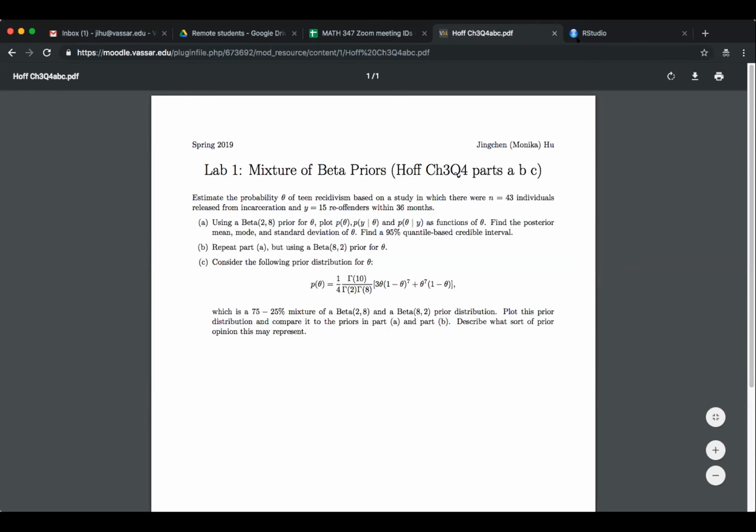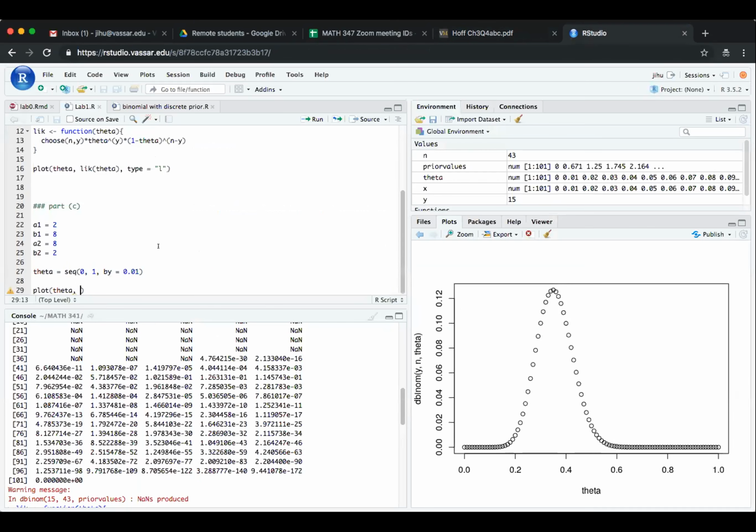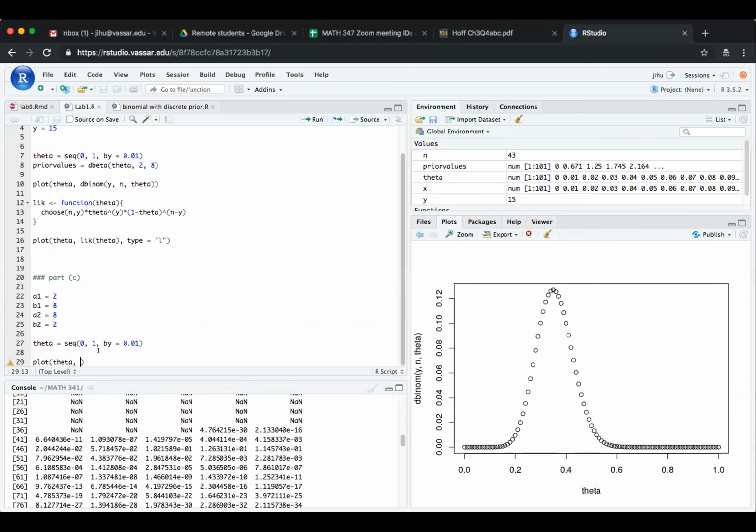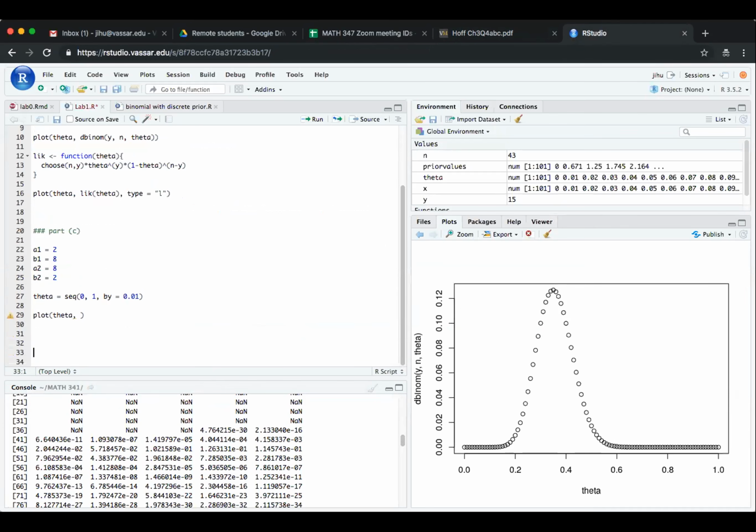A hint to do this, I'm presenting here in the R console. This is a suggestion: one line can get you there directly. The way I thought about it is I first list all of the values of the two priors. I use A1, B1 to be the set of 2 and 8, and A2, B2 to be the set of 8 and 2. I will use those two numbers later.